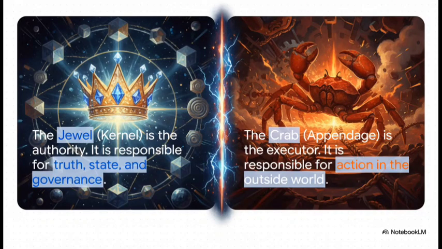This right here is the golden rule of the whole system, a radical separation of powers. On one side, you have the jewel, or the kernel, which is all about truth and making decisions. On the other side, you have the claw, or the appendage, which is the part that actually does things in the real world. One part knows, the other part does, and they are never, ever allowed to mix.